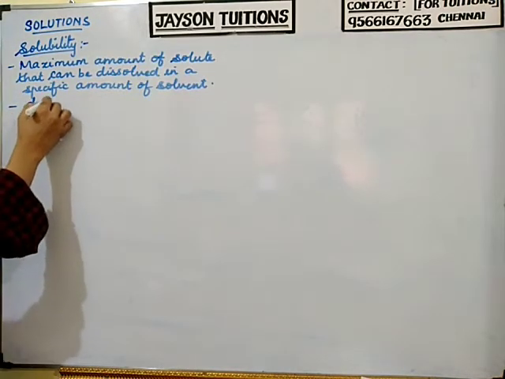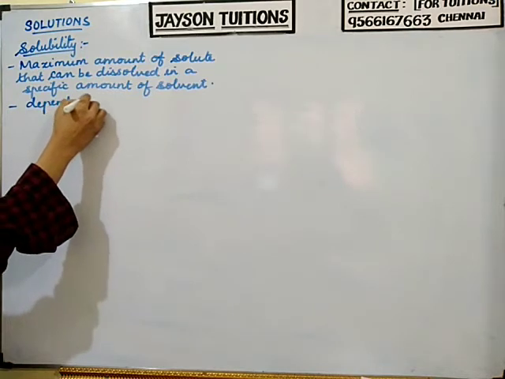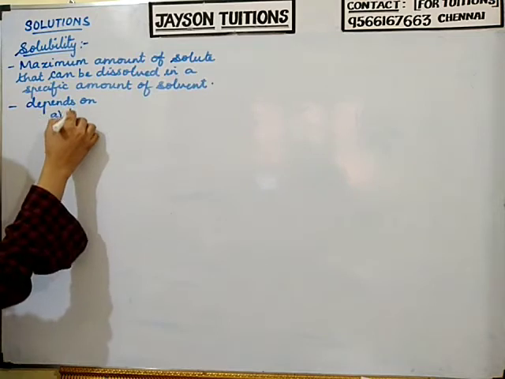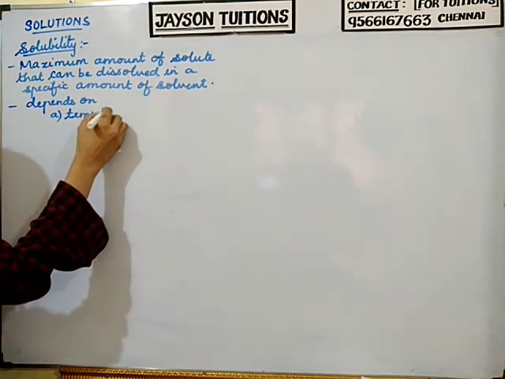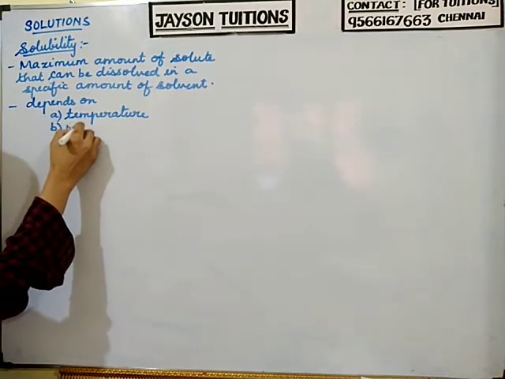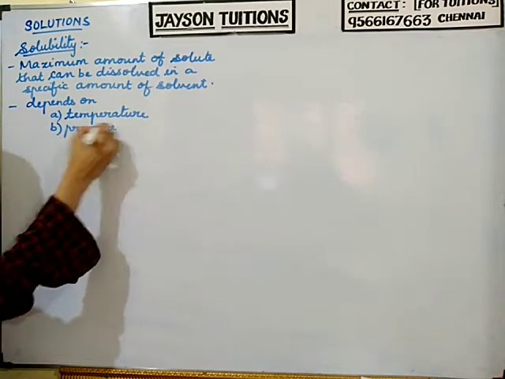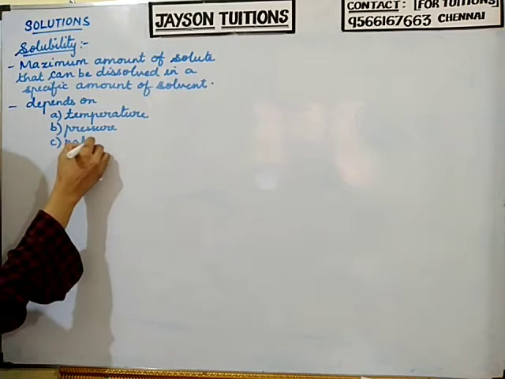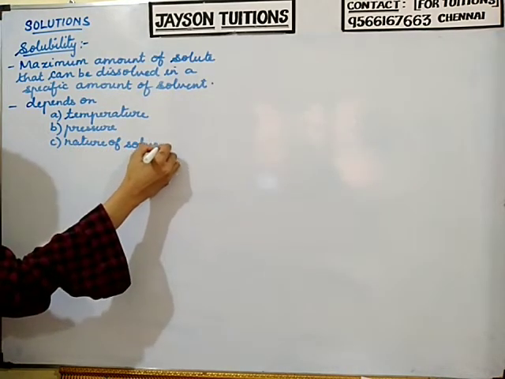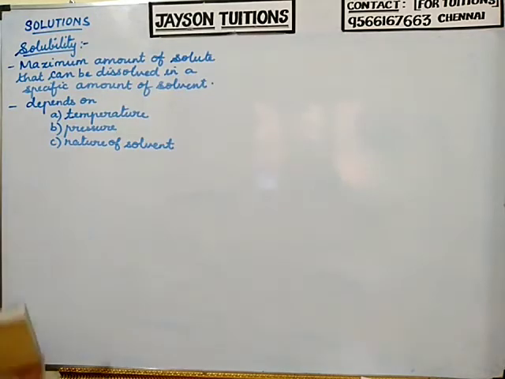So the solubility depends on a few factors. The first one is temperature. The next one is pressure. The third one is the nature of the solvent. What type of solvent is used? It depends on the nature of the solvent.